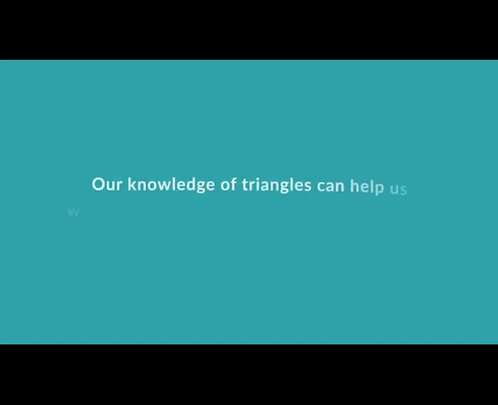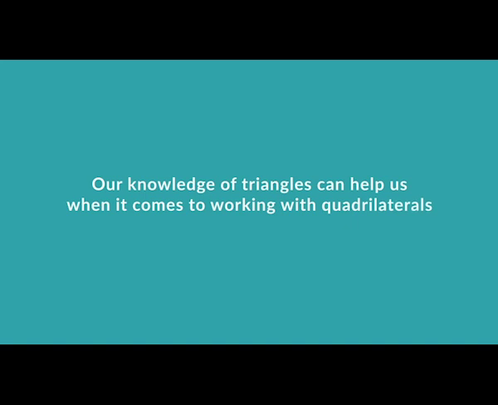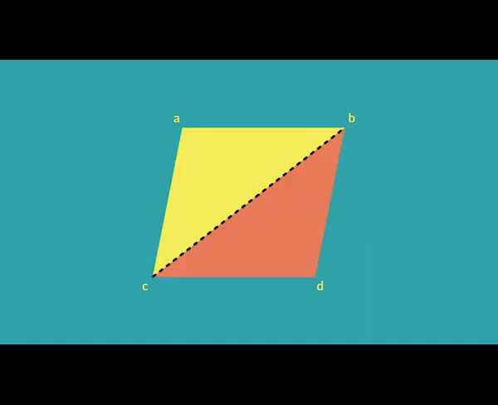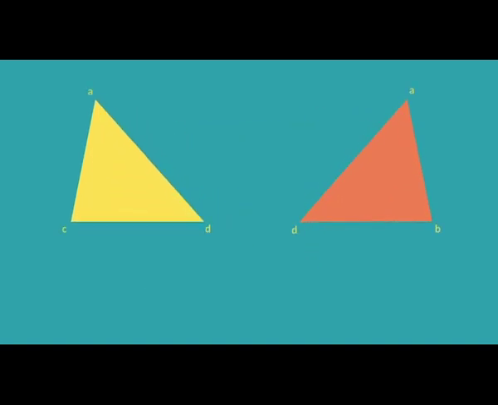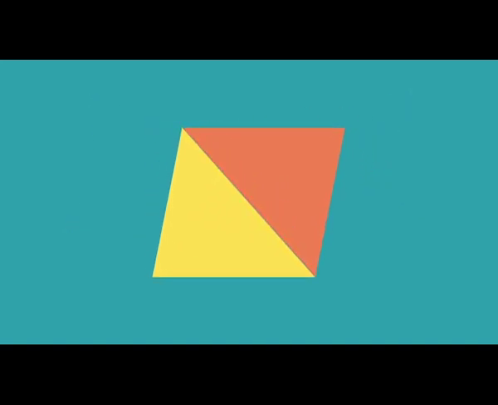Our knowledge of triangles can help us when it comes to working with quadrilaterals. For example, if you are asked to find the area of a parallelogram, there are certain steps you can follow to find it. Diagonals of a parallelogram divide it into two triangles that are congruent. Whichever diagonal we choose, we end up with two triangles that are exactly the same and have exactly the same areas. This means that to find the area of a parallelogram ABCD, we need to add together the areas for the two triangles ACD and ABD.